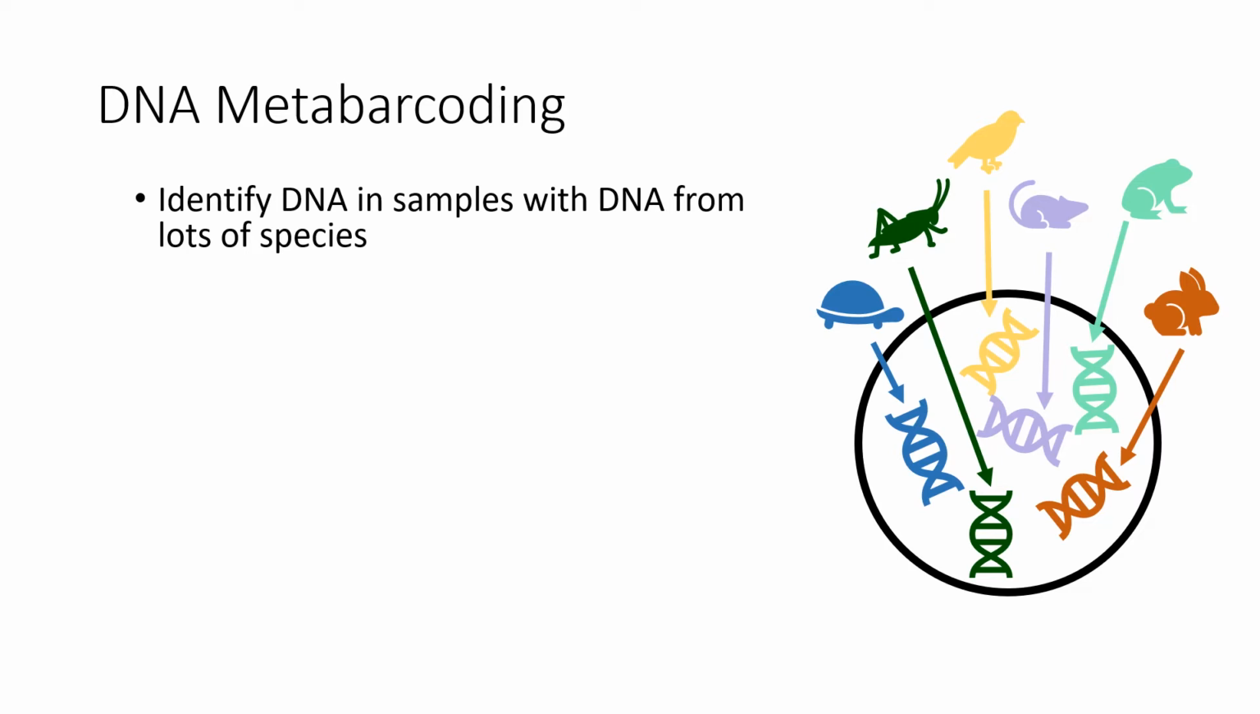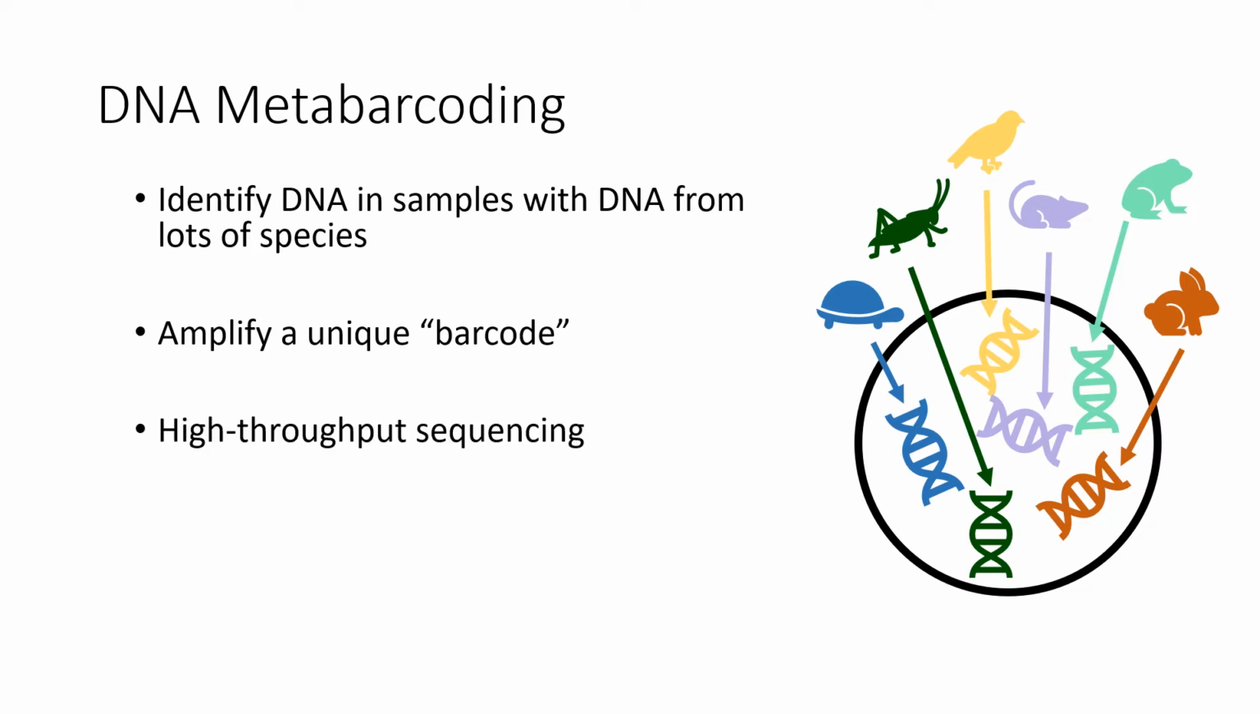DNA metabarcoding is used to identify species in samples that have DNA from a lot of different species. It uses a unique barcode to identify each species in the sample. This barcode is just a locus or region on the genome that is unique to each species. These barcodes are then sequenced using high-throughput sequencing, which can sequence multiple different DNA sequences at the same time.